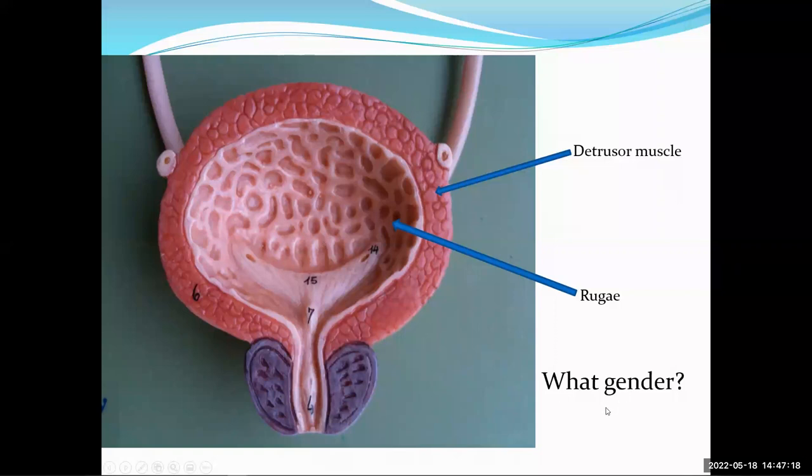What gender is it? Is it male or female? I'll give you a hint. This purple thing here is the prostate. So if I were to tell you that, now rephrase the question: is it male or female? Male, yeah. So the structure here is the prostate. And if this prostate swells, what do you think will happen to the flow of urine? Does it flow or does it stop? Yeah. And my understanding is it's the closest thing to childbirth that males will ever go through.